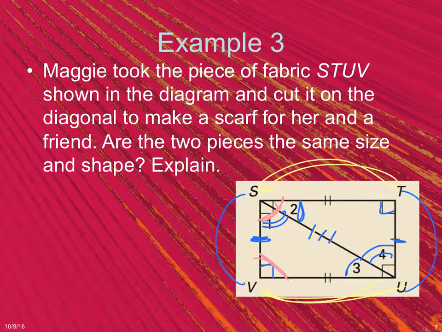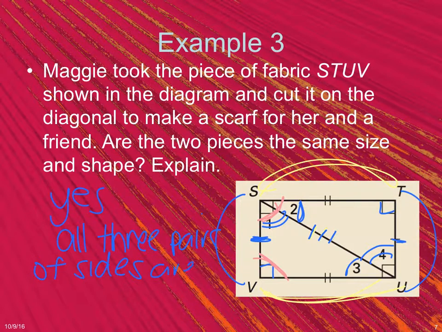So I've got all 3 sides that match, and all 3 angles that match. So my answer would be yes, and the explanation is all that stuff we just talked about, okay? Or: all 3 pairs of sides are congruent, and all 3 pairs of angles are congruent. So we're not going to go through an official proof, but if we did, we would have to explain all those steps that we just did.